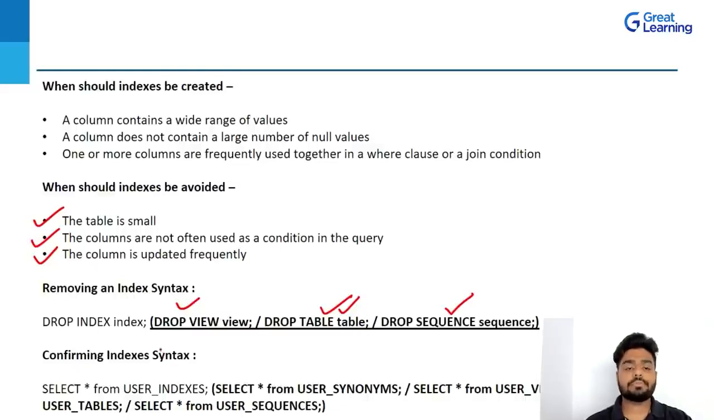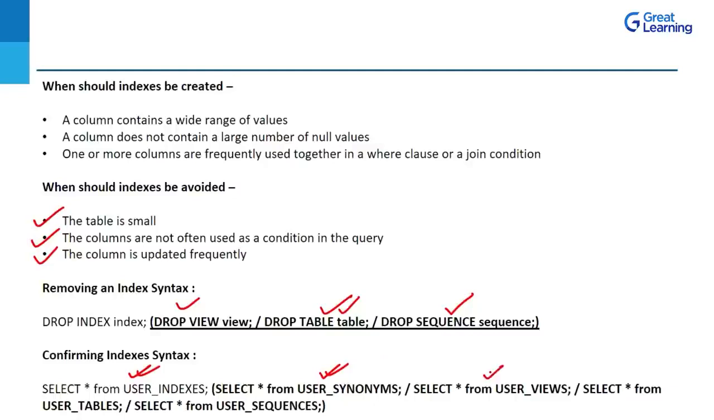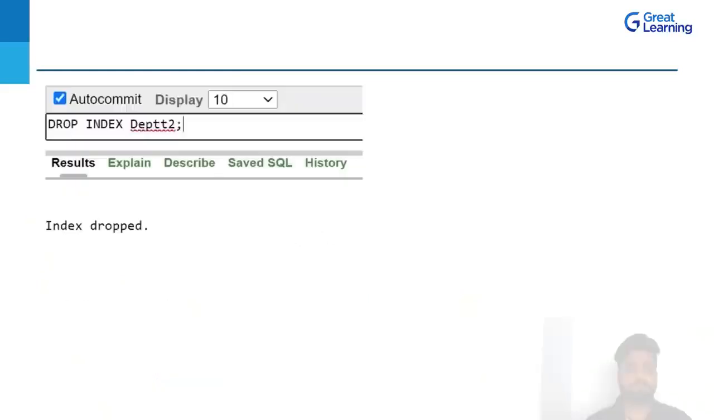Confirming indexes syntax. If you want to confirm whether we have that particular index or not, select star from user indexes. If you do this, all the indexes which you have created will come up and be shown to you. Select star from user synonyms. Whatever synonyms, views, or tables you have created, everything will be shown to you once you write these statements.